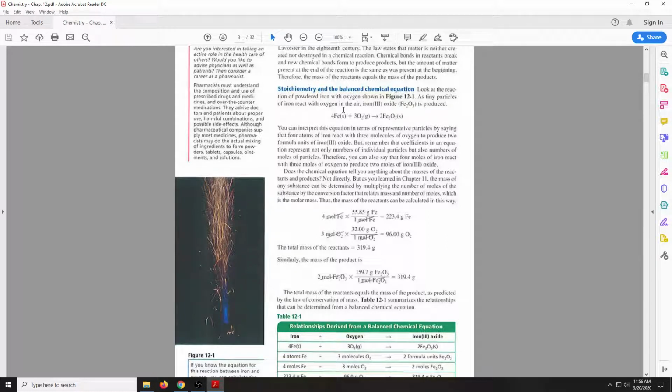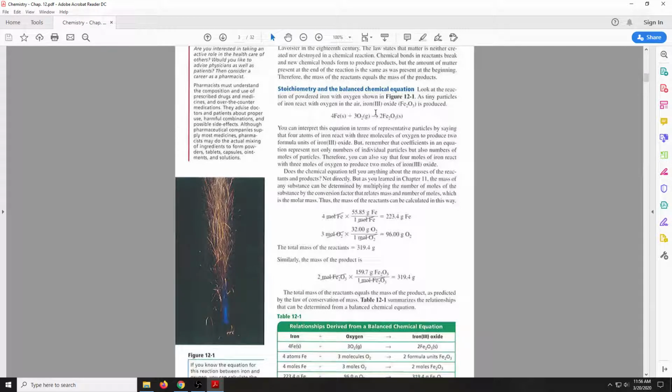Last chapter, we learned about moles and how these numbers can also represent the number of moles we have. So if we're looking at this example, we can say it's true that 4 atoms and 3 molecules and 2 formula units work, but we can also just say 4 moles of iron plus 3 moles of O2 combine to form 2 moles of Fe2O3. And remember, a mole is that gigantic number, 6.02 times 10 to the 23rd power.